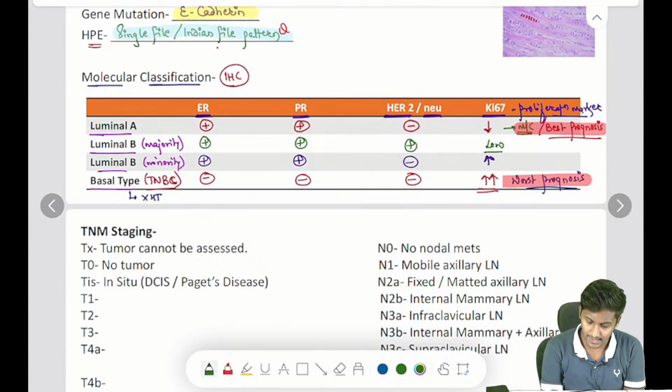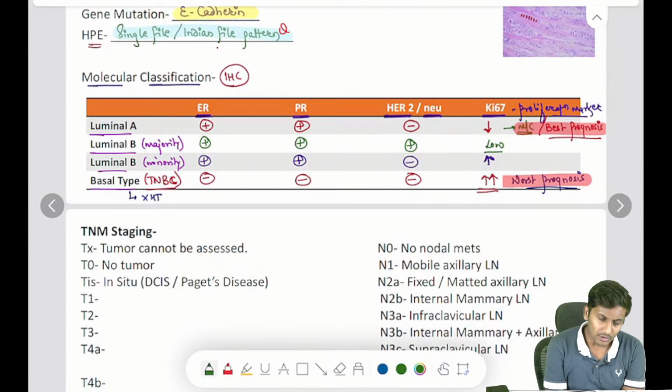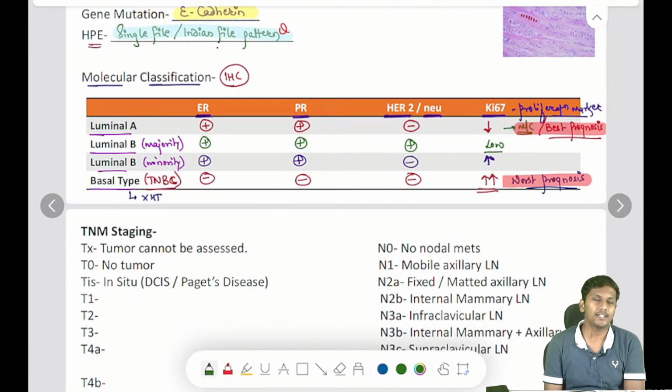Okay, so remember, children, depending on the presence of the receptors on the surface of the breast cancer cells, we are going to classify the breast cancer according to the molecular classification based on immunohistochemistry. Important is luminal A will be ER positive, PR positive, HER2 negative, and the activity will be low. Second is luminal type B. Majority of the cases will be triple positive, that is ER positive, PR positive, and HER2 neu positive, and the proliferation activity is low again.